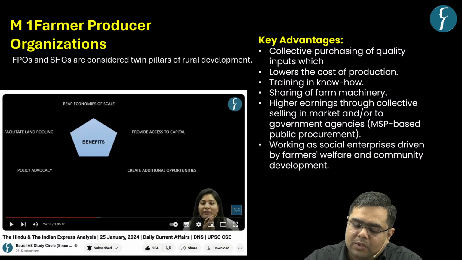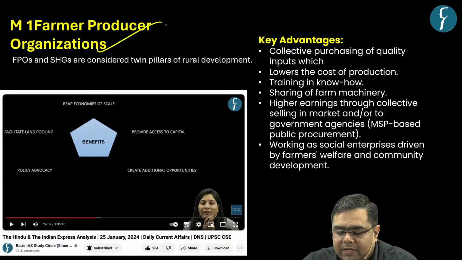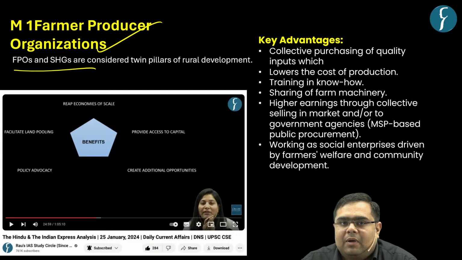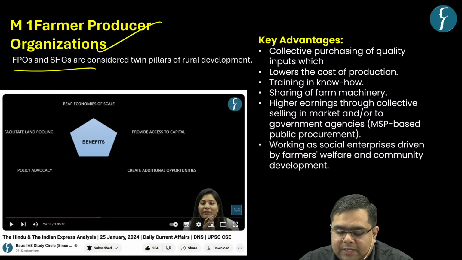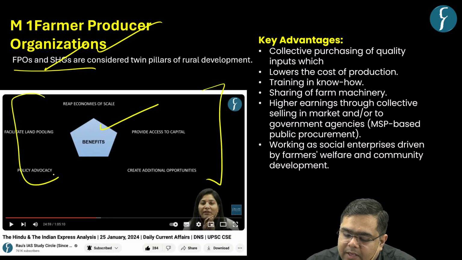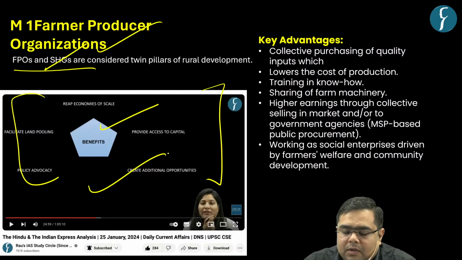Let us move on to the issue that was taken up for the mains examination. The context was that there was news with respect to farmer producer organizations. So FPOs, farmer producer organizations, and self-help groups are considered as twin pillars of rural development in India. What are the key benefits? Madam had already discussed various key benefits when it comes to rural development and the role of farmer producer organizations. Let us try and add some value to our understanding.